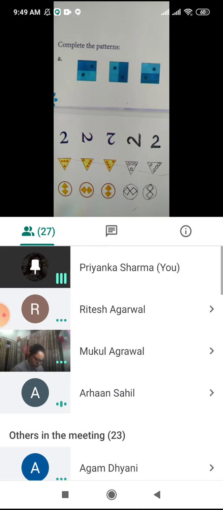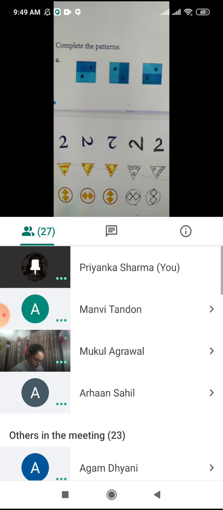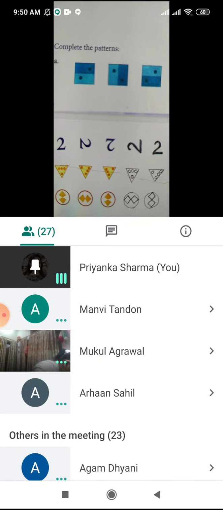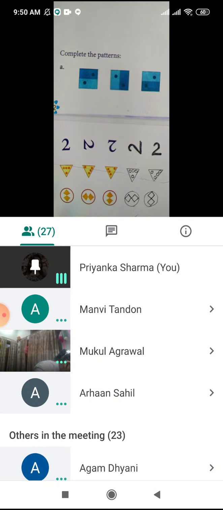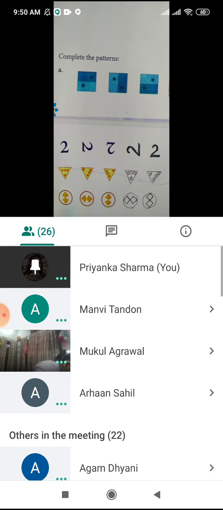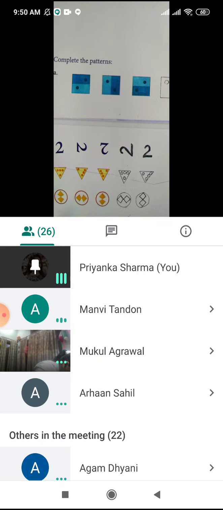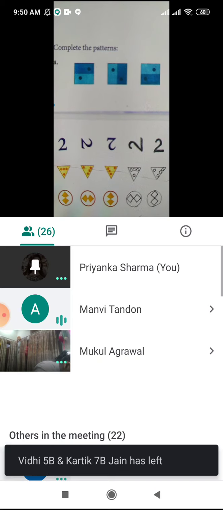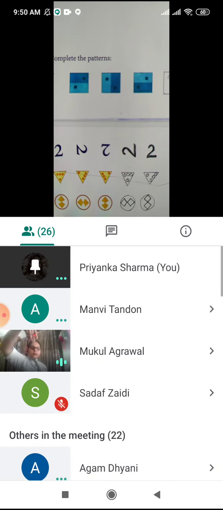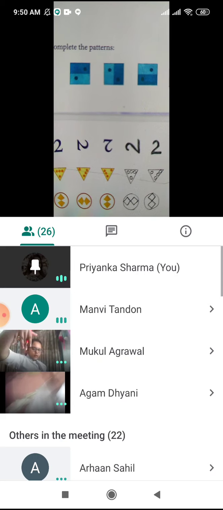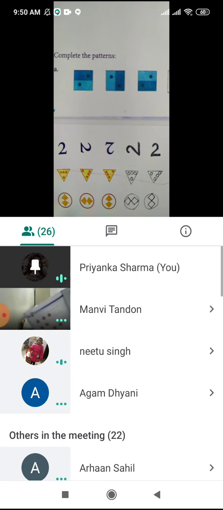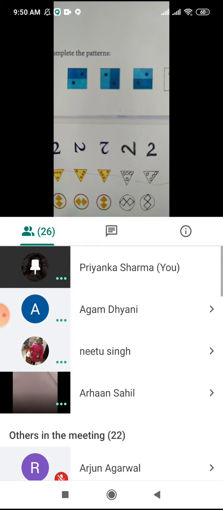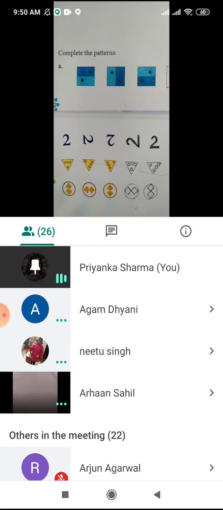Then come on to the next one, the yellow figure. See the dots, how they are changing. First, the single dot is at the bottom. Then single dot is on the left hand side corner. Then single dot is on the right hand side corner. Now where will the single dot come? Bottom. Single dot will come at the bottom. And then after bottom, where will the single dot come? At last, left hand side corner.